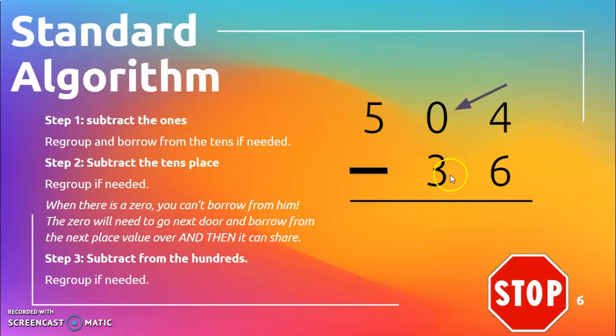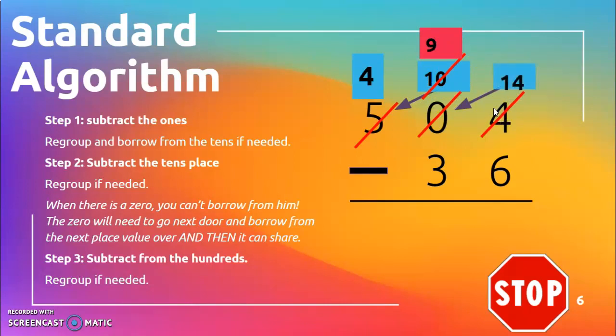So 4 minus 6, can I do it? No. I'm going to go next door, but like my rule said here, if there's 0, I can't borrow anything. So I'm going to go next door again. My 5 is going to become a 4. My 0 is going to become a 10. And my 4 is going to become what? Great. It's going to become 14. But don't forget to turn your 10 into a 9 because you're borrowing for your ones place.